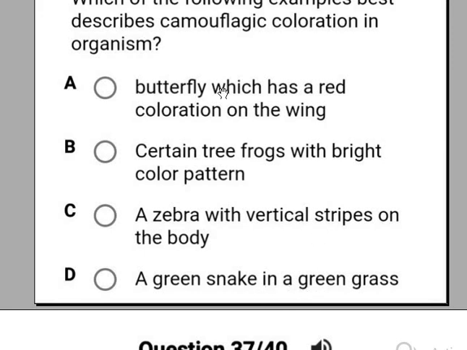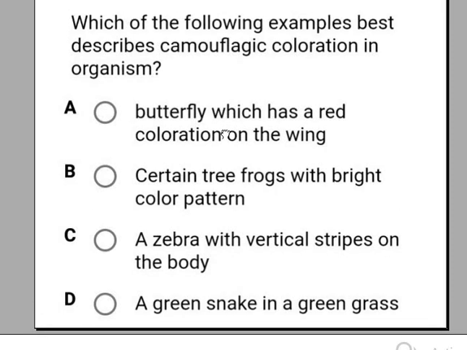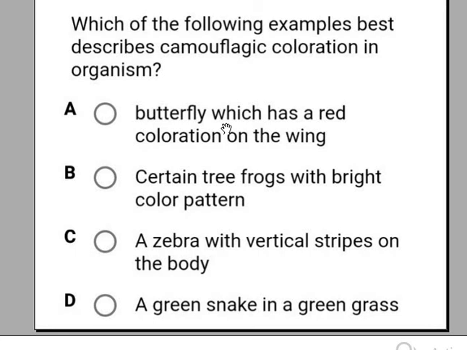So we have to study this carefully. We have to think before we take the answer. The best option here is actually the green snake in green grass. Why? Because a green snake in green grass depicts camouflage coloration. So for this reason, this is the answer.